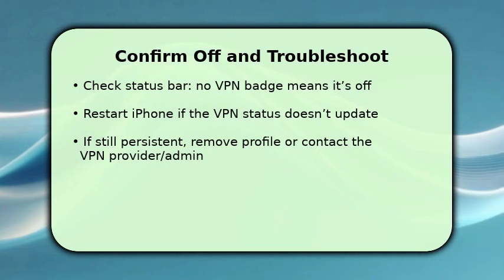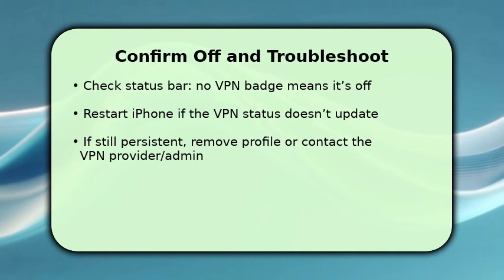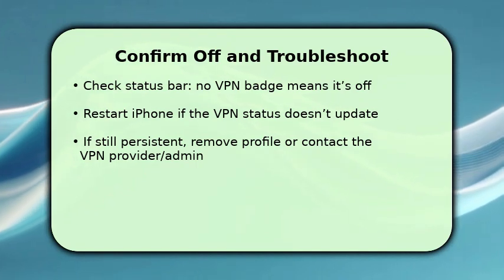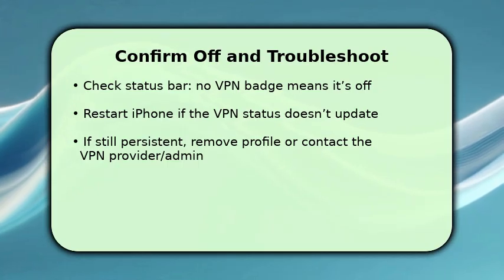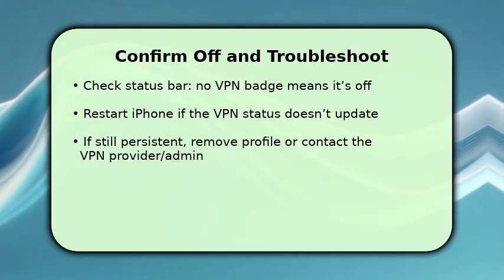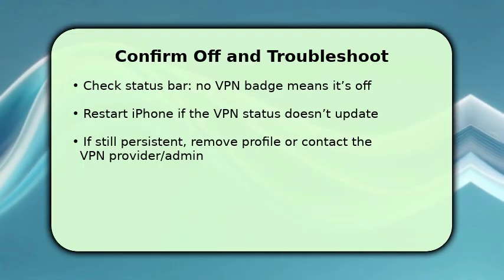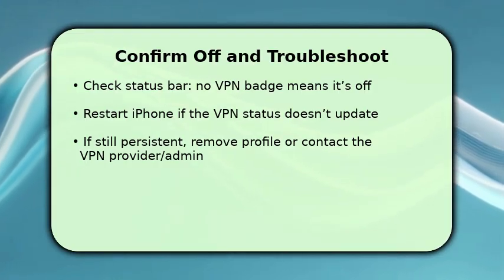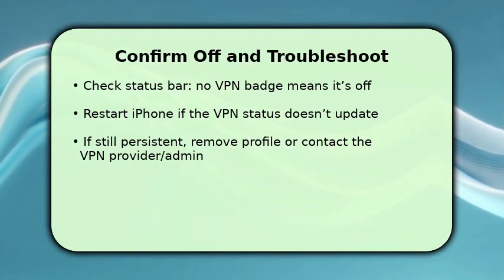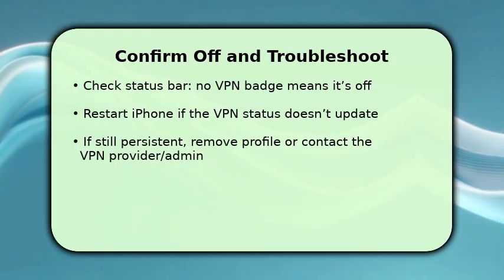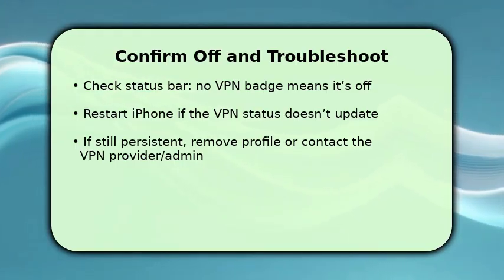Finish by verifying the VPN is truly off. Look at the status bar for the VPN badge and browse a site to confirm your normal connection. If the badge remains or traffic is still routed through the VPN, restart your iPhone to clear stuck services. Make sure you removed any configuration profiles under VPN and Device Management, and then recheck.